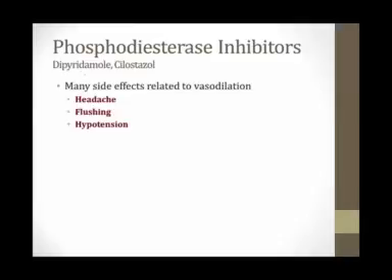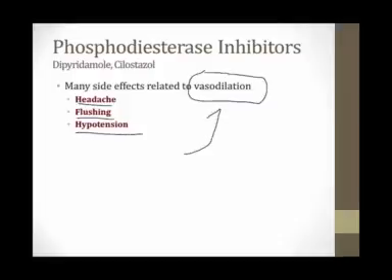If you can remember that the two drugs in this class have vasodilation properties, then it's easy to recognize their side effects because many of the side effects are related to vasodilation. Patients taking either of these drugs can develop a headache from meningeal vasodilation, they can develop flushing, and they can also develop hypotension. And all of this is related to the vasodilation effects of both drugs.